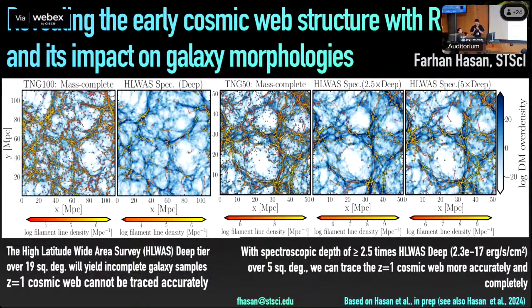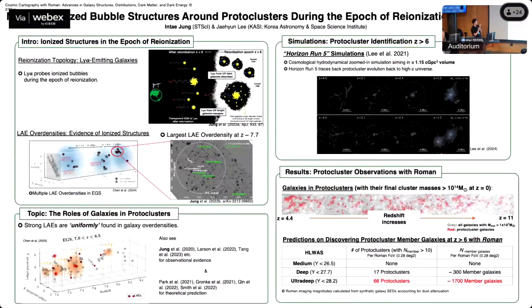We use the simulation to trace back the protocluster evolution and make a mock Roman photometric catalog under the condition of a high latitude survey. Our perspective suggests the high latitude survey is really promising to discover protocluster candidates even during the epoch of reionization.